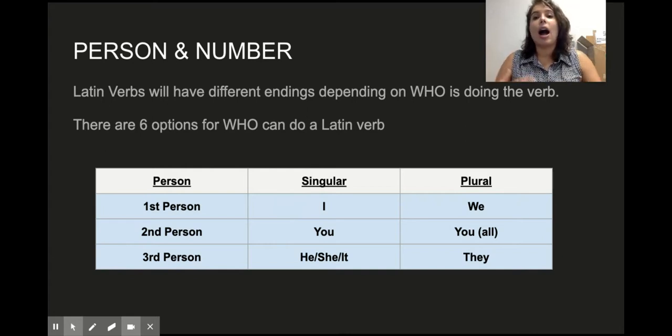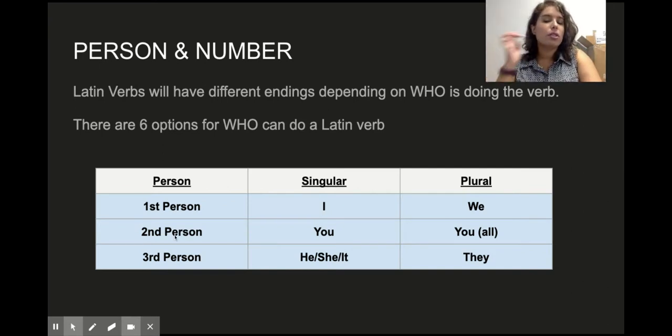So I went to the store when I was a child, things like that. First person is you're talking about yourself. So in the singular, that's going to be I. I am doing the verb. I run, I swim, I jump. Okay, and then the plural is just the plural of I, which is if it's more than just myself doing something, it would be we. We run, we jump, we swim, so on and so forth.